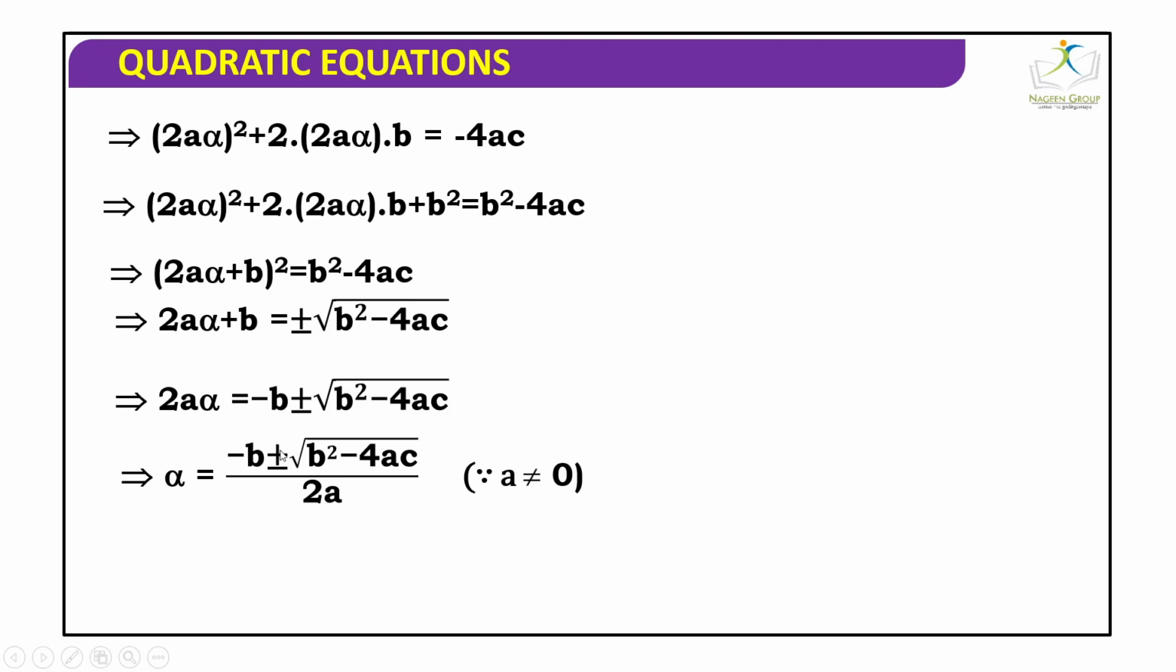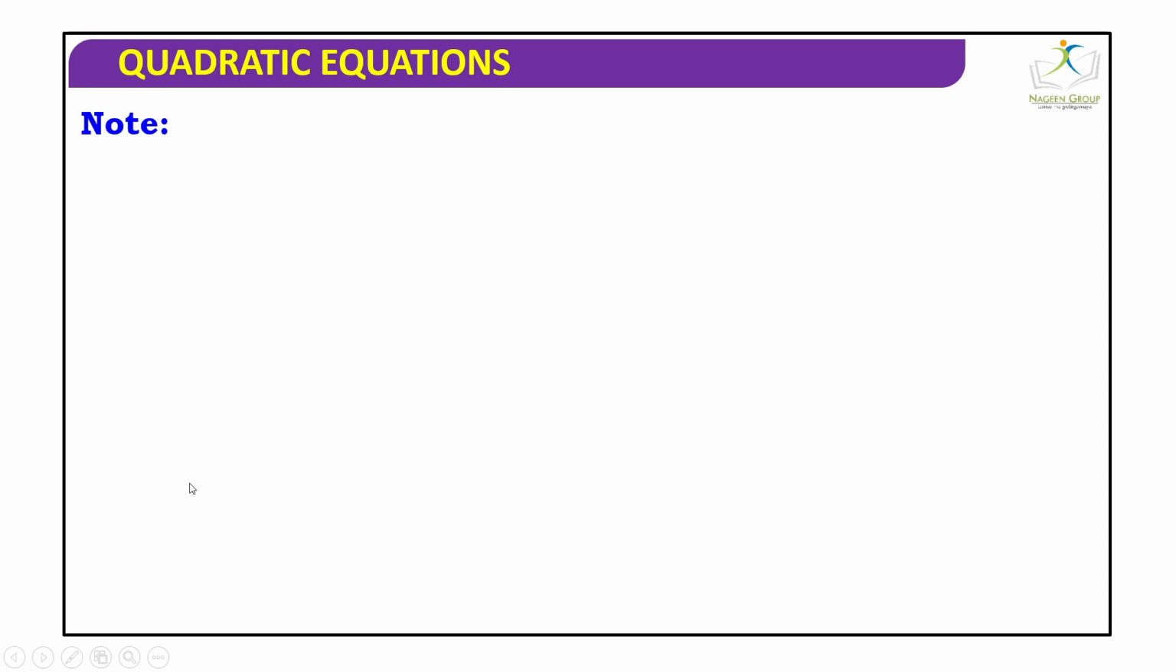It is minus b plus minus under root of b square minus 4ac by 2a. How? Because here we are using the coefficients a, b, c, right? So these we can use, and from there we can find out the value of the roots or the value of the zeros.